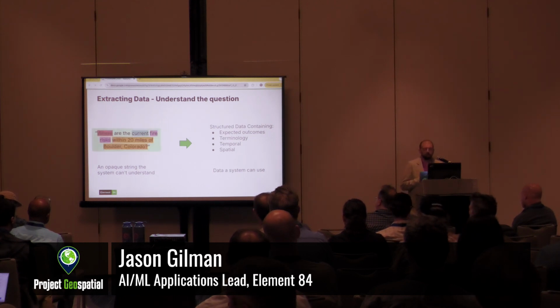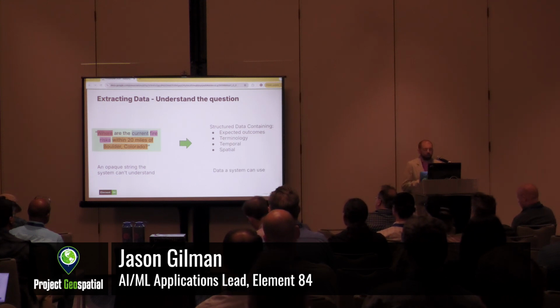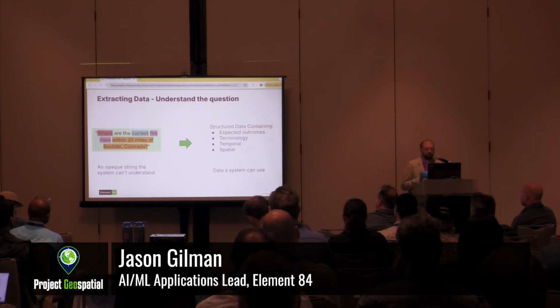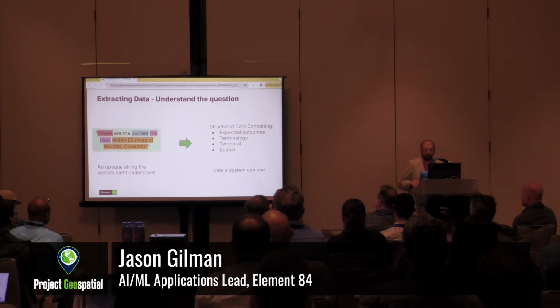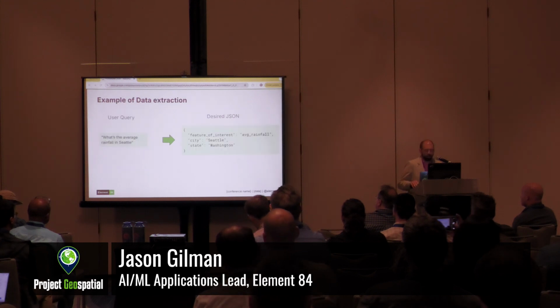And so we want to be able to look at this and pull out the things like what the user is looking for, where in here they mean a map, and "current" and "within 20 miles of Boulder, Colorado" gives us an idea of the temporal and spatial part of it, and "fire risks" gives us something else. And so LLMs are really good at this. This is one of the major things that you'd be able to use in order to answer questions.